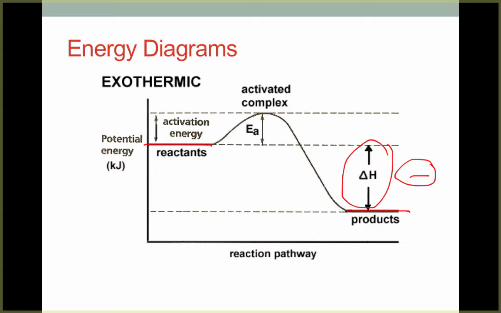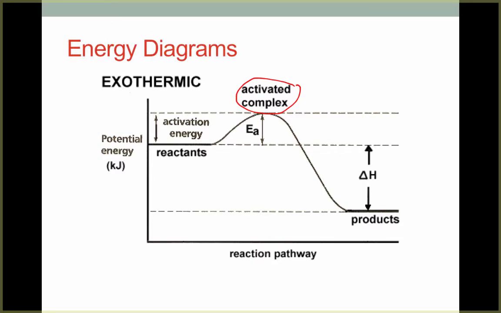The other thing you should notice here is that our activation energy is represented. Activation energy is the difference between the energy of the reactants and the top of the potential energy barrier. This is the amount of energy required to get the reaction started. It's important to note that activation energy is not included in the delta H. Delta H is just the difference between reactants and products. You'll also notice the activated complex is represented here.